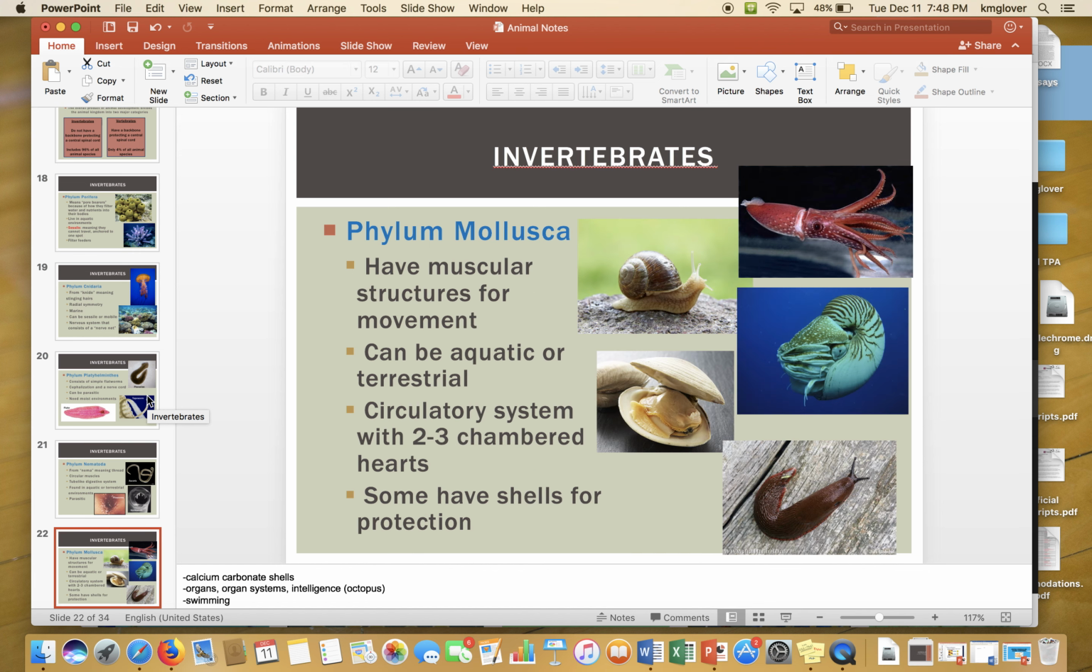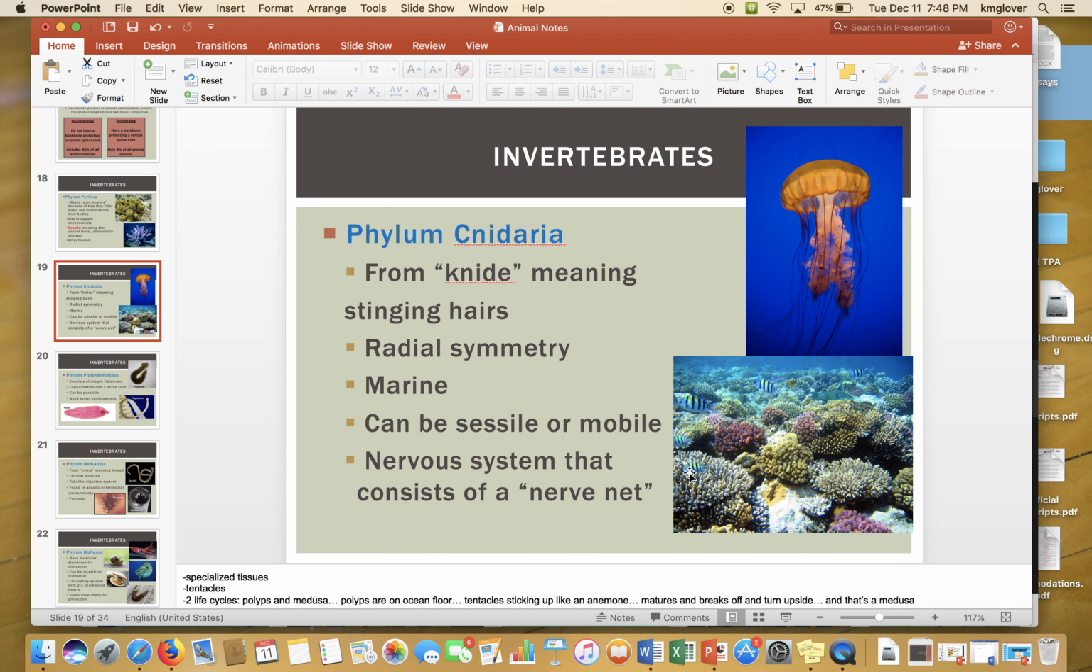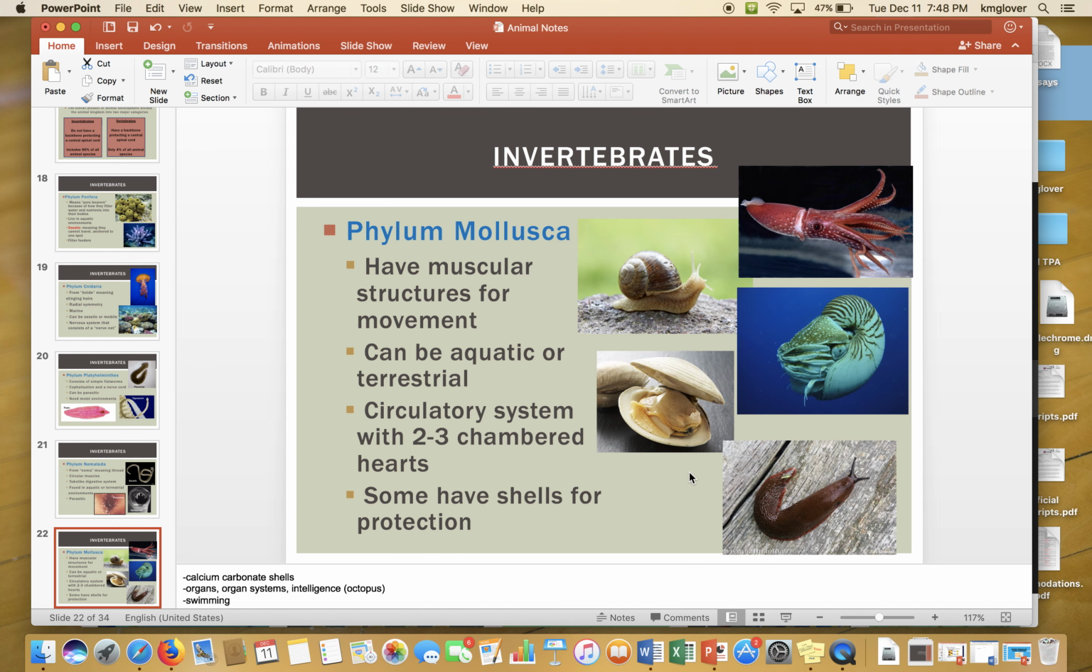All right, this is phylum Mollusca, or mollusks. Okay, what's cool about them is they have shells made of calcium carbonate or partially made of calcium carbonate. And here you are going to have organs, organ systems, and finally intelligence. So if you remember back to the sponges, they have specialized cells. Then you have specialized tissues with the cnidarians, with the jellyfish. And now we have specialized organs, organ systems, and we have intelligence.